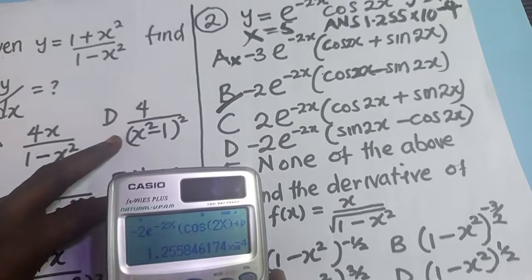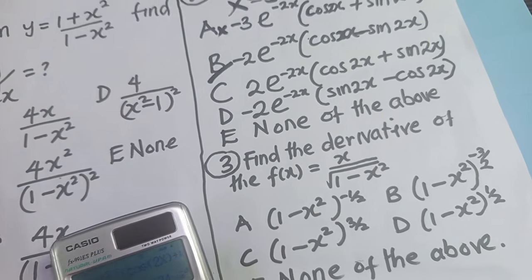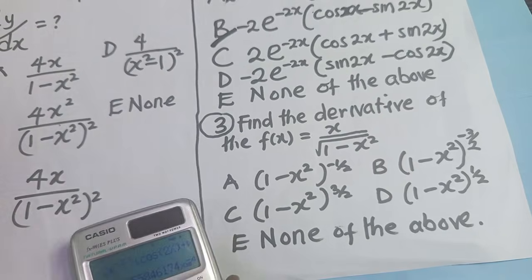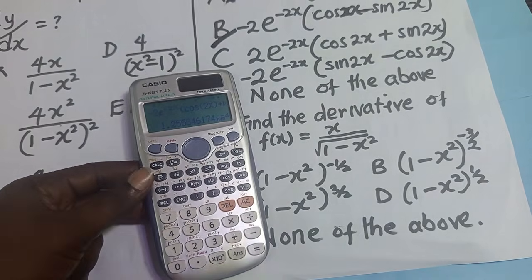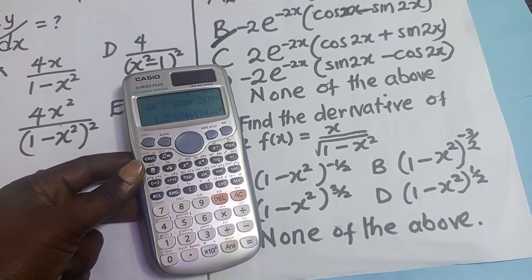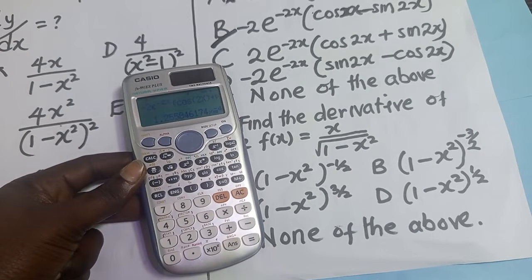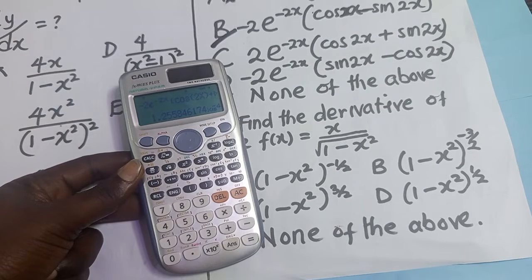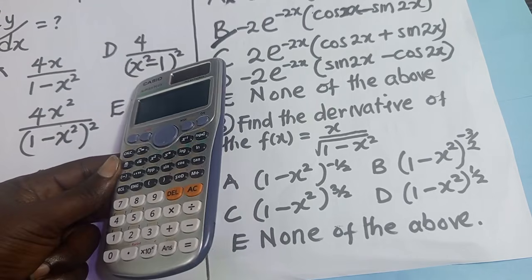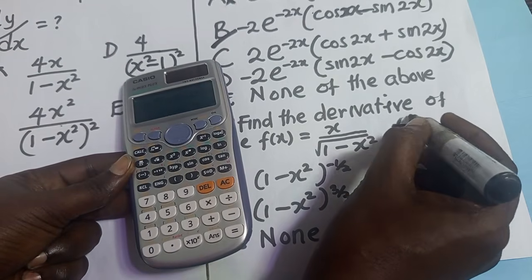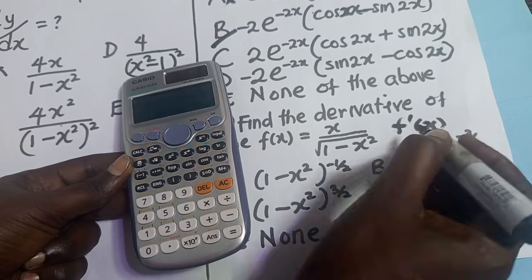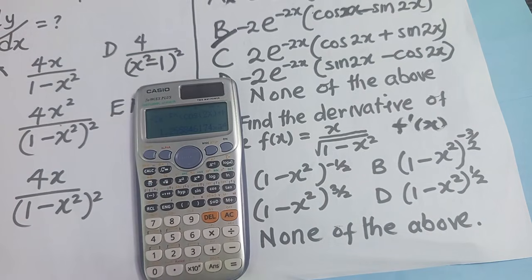Now, let us go to the last question that ends this class. The last question says what? Find the derivative of f of x equal to x divided by the square root of what? 1 minus x squared. Now, we want to find the derivative. Derivative means what? We are looking for what? f prime of x. That's what we are looking for. So that is the derivative.